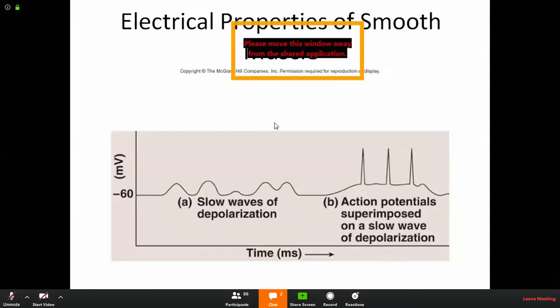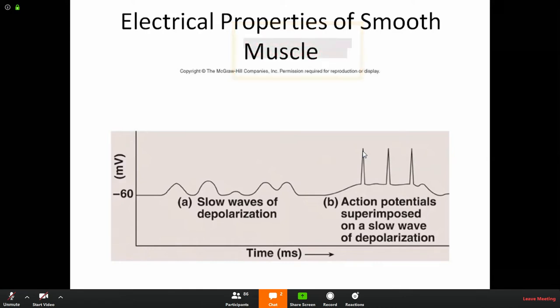So the frequency of this spike potential in the smooth muscle may vary. Sometimes there may be one spike, or sometimes there may be 10 spikes. Sometimes it may spike just one time, and sometimes it may spike many times.